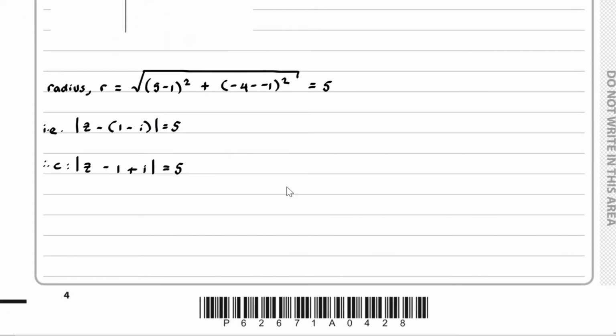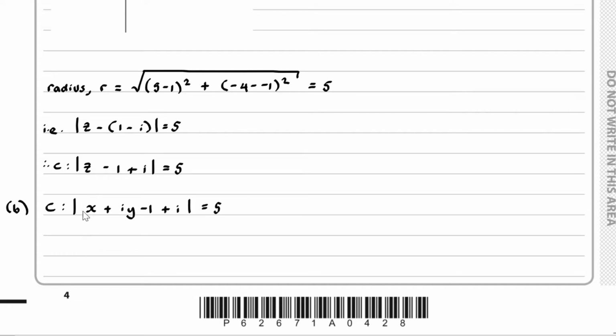So for part B, what we know already is C has this equation. And what we can do first of all is write this in Cartesian form. So we replace the z with x plus iy. So we've got C, which is represented by the mod of x plus iy, and then we've got the minus 1 plus i, and all of this is equal to 5.